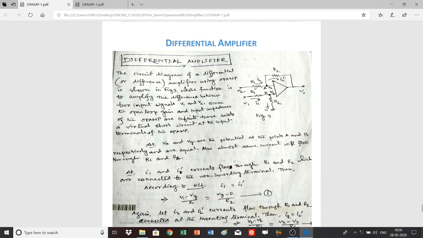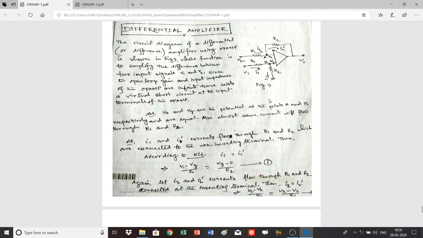So the current that passes through the point A will also pass through the resistance R2 and go to the output. And here also the current that passes through the resistance R1 will also pass through the resistance R2, and finally reach the ground. So this current I1 and I1 prime will be equal, and in this case also I2 and I2 prime will be equal. Now let us calculate the values of these currents.